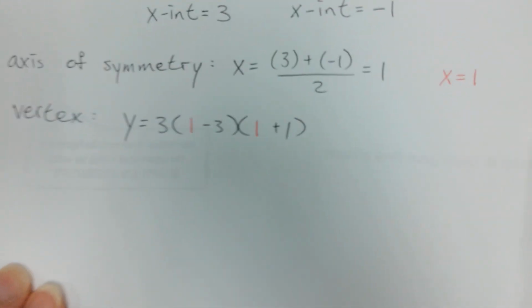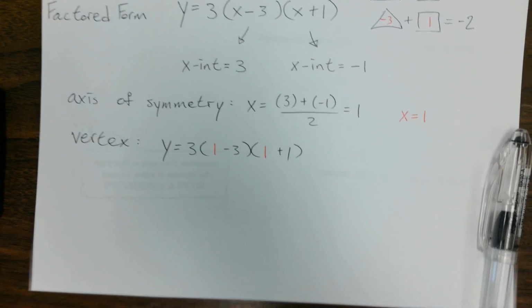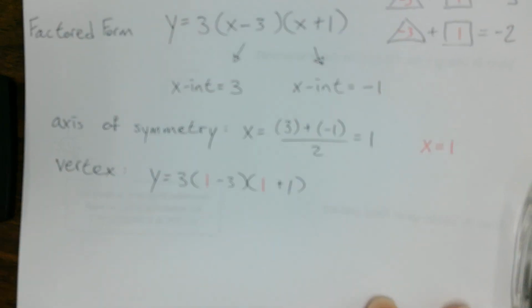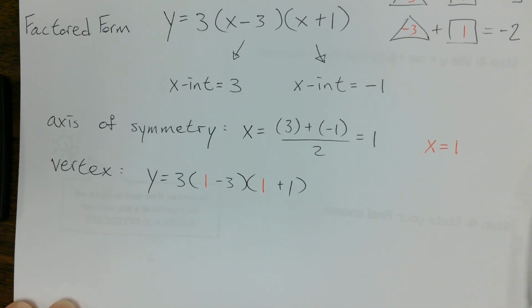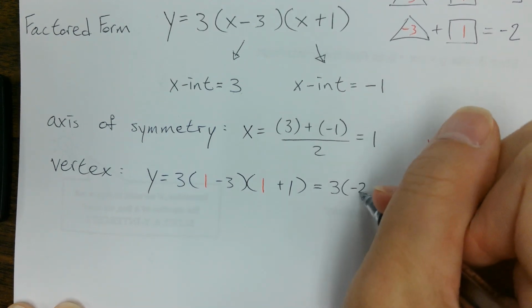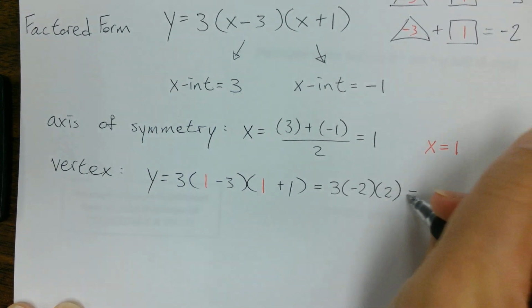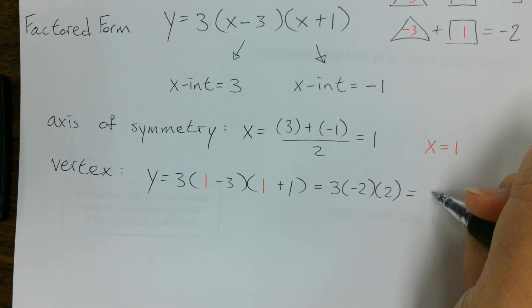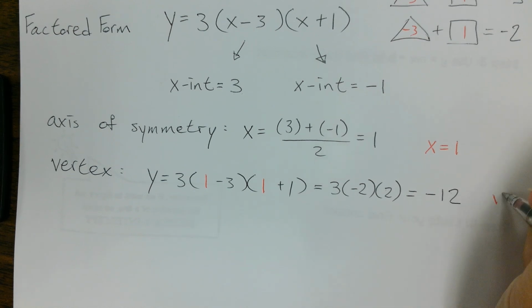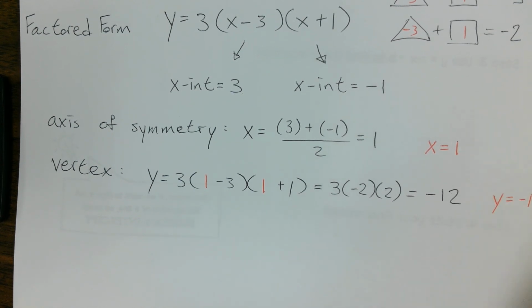Oh, let me zoom this in. Sorry. So it's a little easier to see. Okay, so you get 3 times negative 2 times positive 2, and you get negative 12. So y is negative 12.